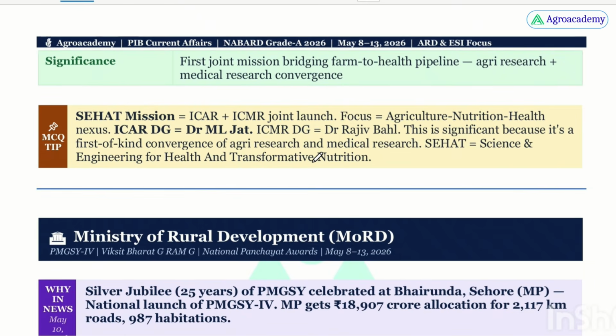This is significant because it is the first joint mission that bridges the farm to health pipeline. This is important. In the exam, a question may come like which is the first joint mission of ICAR and ICMR. So many options will be there, and I need to mark the Sehat mission.